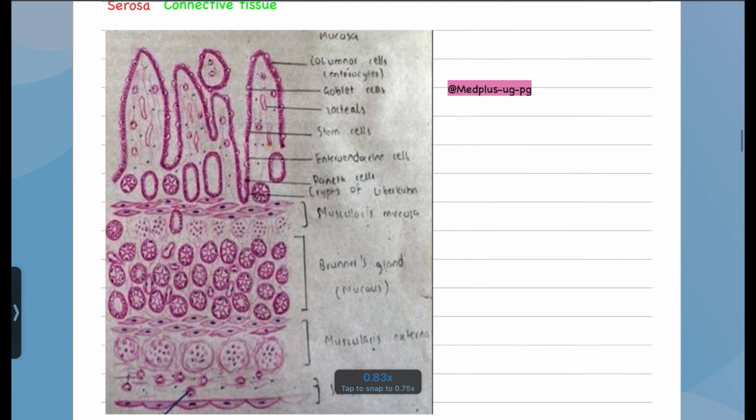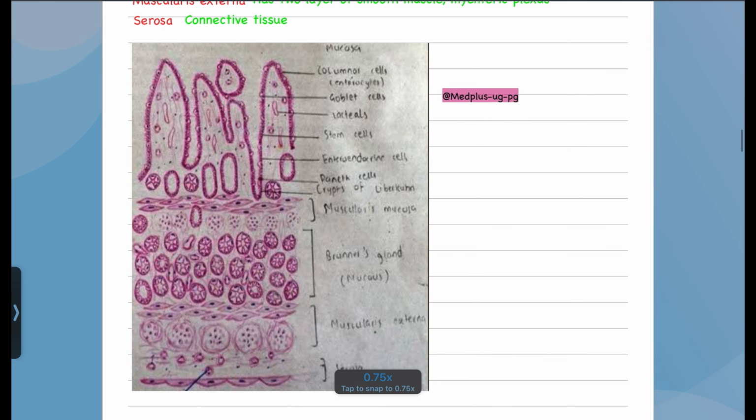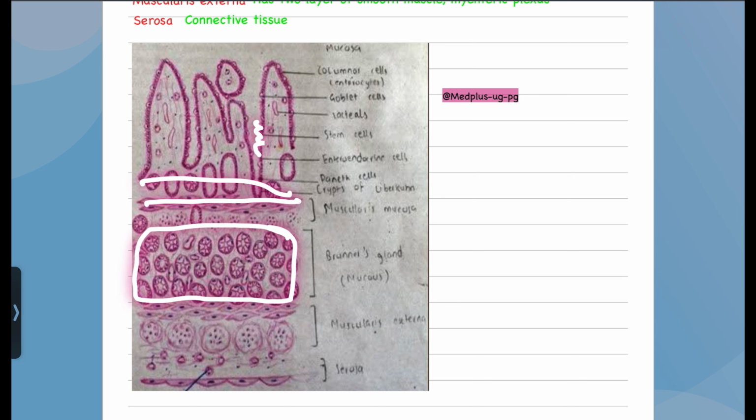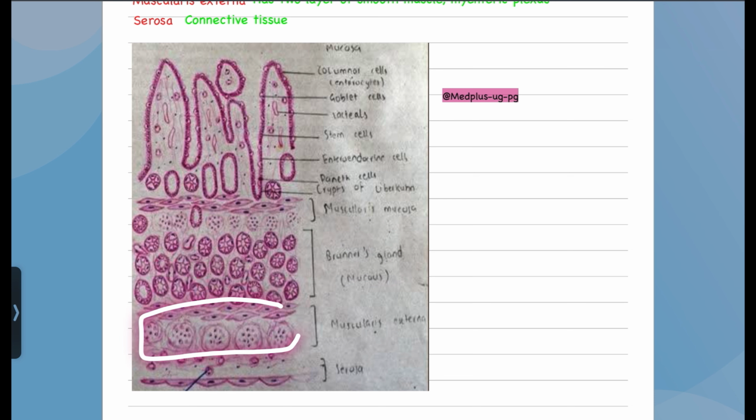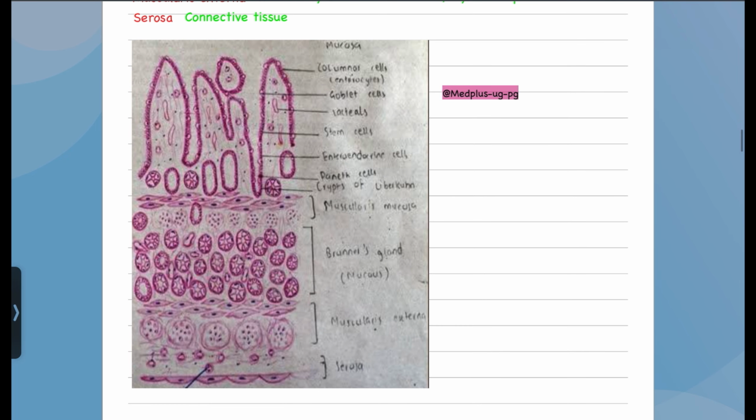Now, in the diagrammatic representation, we have finger-like projections called villi, and downward projections called crypts, lined by simple columnar epithelium. We have a lamina propria, a muscularis mucosae, and as we can see here, these mucous glands are nothing but Brunner's glands. Below this we have muscularis externa, and below this serosa or adventitia. That was a diagram of the duodenum because it contains Brunner's glands.